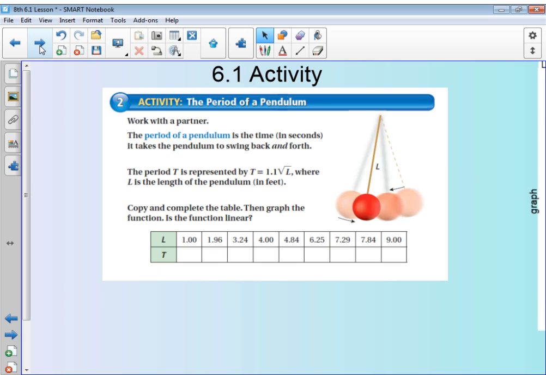Okay, so when you're finished with this whole activity set, you can grab my answer key and check yourselves to make sure that you were correct on the ones that you did independently. So here we have an activity.